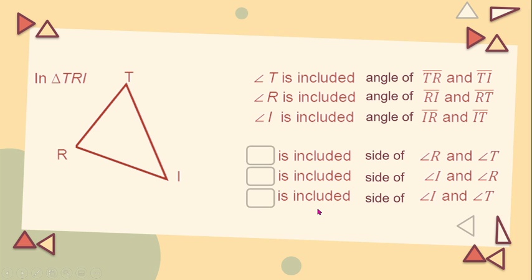Now, for the included side, what is the included side of angle R and angle T? Very good if your answer is side RT. How about for the included side of angle I and angle R? Very good. That is side IR. And for the included side of angle I and angle T, that is side IT. Dito naman, sa included side, ang ginagawa natin is we get the vertex of the two angles, tapos nalagyan natin ng bar sa itaas.